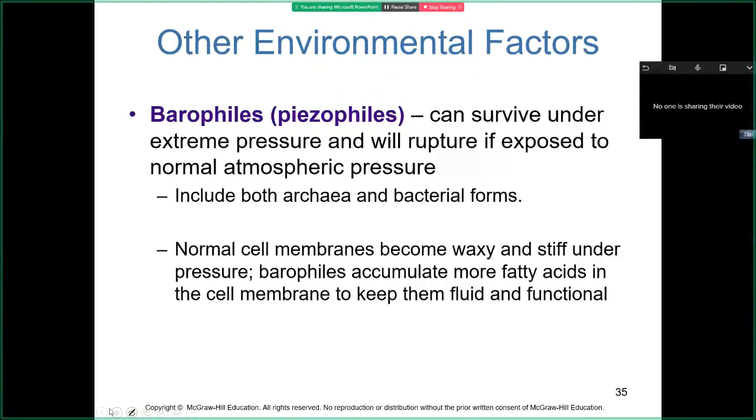So, it mentions here that cell membranes are made waxy and stiff, and there's also the accumulation of fatty acids in the cell membrane. Those are some of the things that help them withstand those high pressures. So we have barophiles. If you're a barophile, you like high pressure.